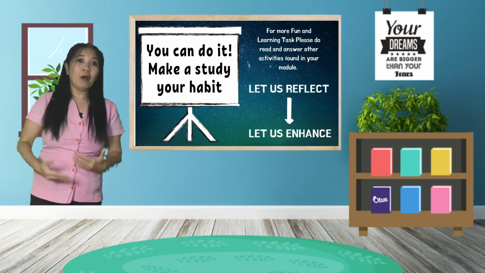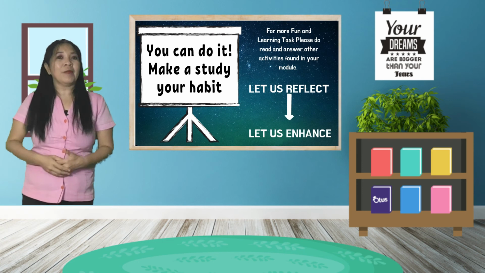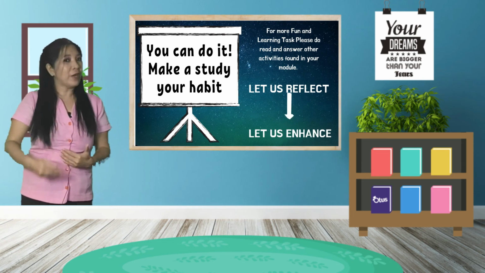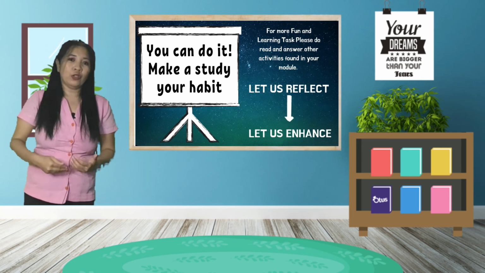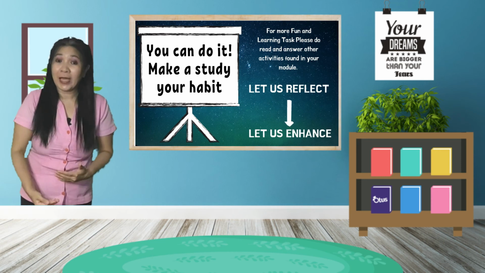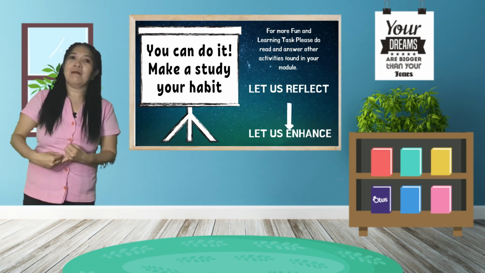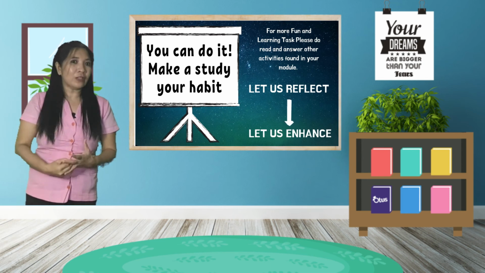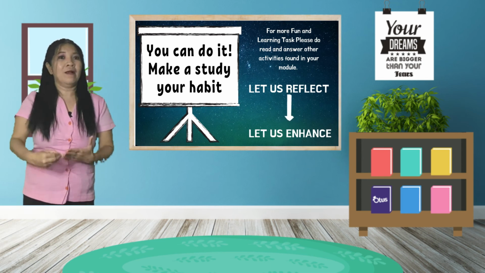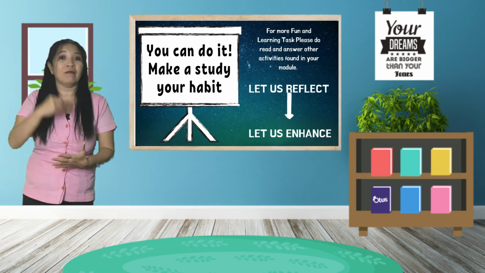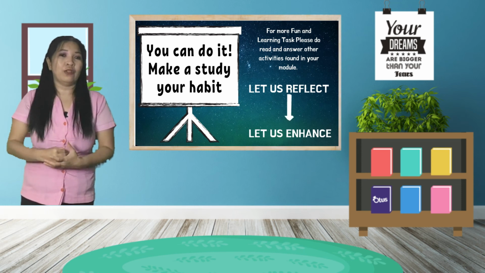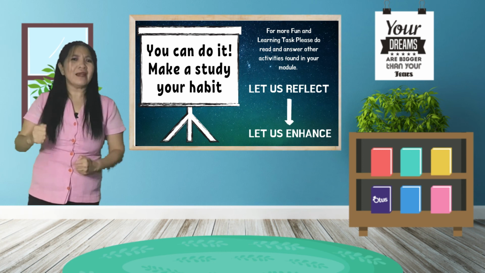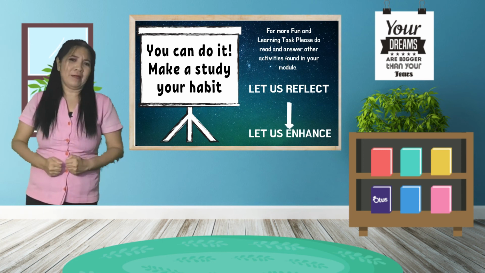Okay, so now for more fun and learning tasks, please do read and answer other activities in your module, which is found on page 8. Let us enhance with activity number 3, constellation card, and answer the questions on Let Us Reflect. They are all found on page 12 of your self-learning module. You can do it, students. Make study your habit.